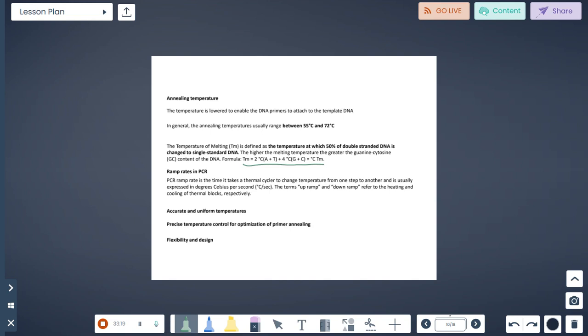Then accurate and uniform temperature, that is what the block should maintain. Suppose you say 68 degrees for 1 minute, it means the block should exactly maintain that. There should not be any drop in the temperature. So because of that you have to use a precise temperature controller and optimization. Then the flexibility and design of the PCR machine, the algorithm you have used for ramping, everything will determine the efficiency of the PCR reaction.